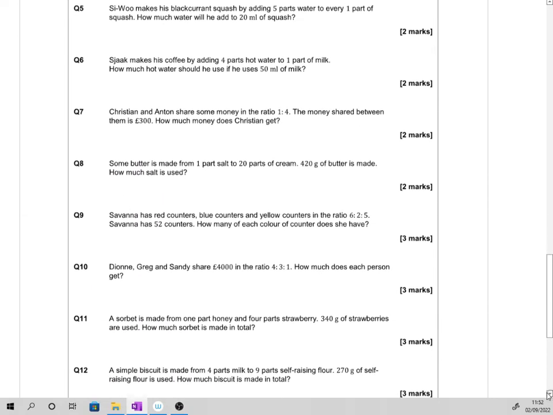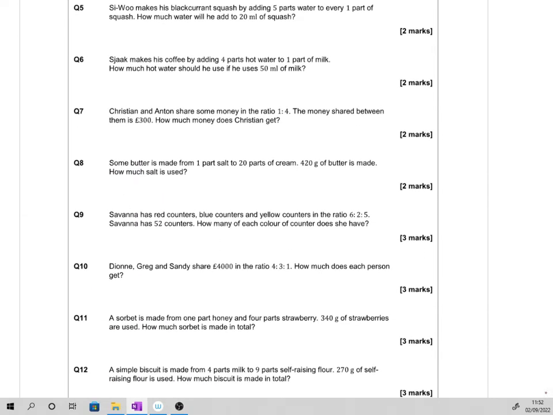Oh, it's getting a bit more complicated. Si Woo makes his blackcurrant squash by adding 5 parts of water to every 1 part of squash. How much water will he add to 20 mils of squash? So we've got 5 to 1. This is water to squash. So he's going to use 20 mils of squash. So we just multiply by 5. So 20 mils times 5 equals 100 milliliters of water.